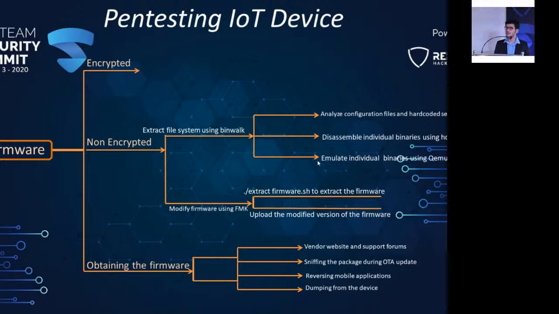You can get the firmware from the vendor website, as well as you can sniff the firmware while a vendor is performing an OTA based mechanism. You can also do mobile application reversing, and you can dump it from the device as well. So there are four ways by which you can obtain the firmware. And now suppose you obtain the firmware. Now once you obtain the firmware, the firmware is encrypted.